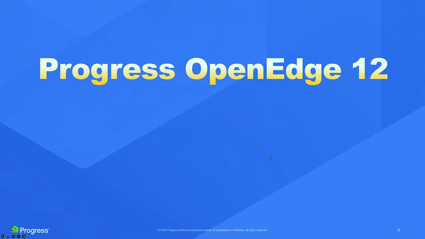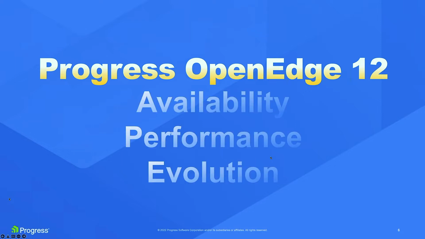Version 12 has significant improvements in scalability, performance, security, and agility. So Progress continues to invest in that product. And we're going to talk today specifically about what we did around availability and performance. Because when you start down a modernization path, you want to make sure that the underlying technology that's running your application is available all the time, and that when it is available, it's performing at the level that your users are expecting.